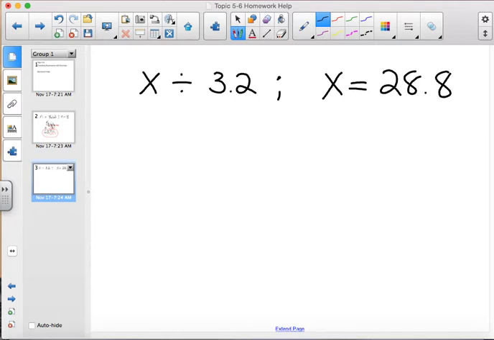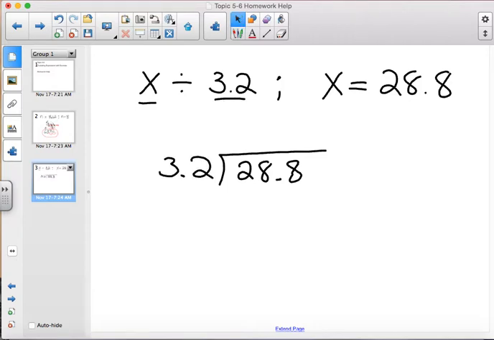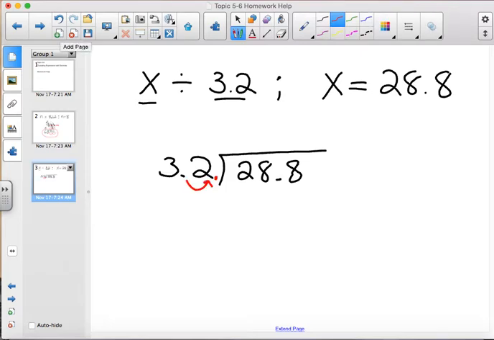Alright, and here we go. Set this up like a regular division problem. X is our dividend, so we have 28 and 8/10 going on the inside, and we have 3 2/10 as our divisor on the outside. Remember, we have to move our decimal point over 1 place to make a whole number, and we're actually multiplying by 10, which means we move it over in the dividend as well. So now we can move our decimal point straight up into the quotient area, and we're good to go.